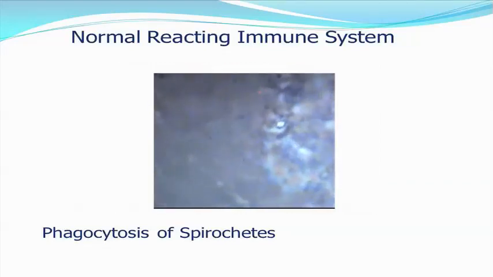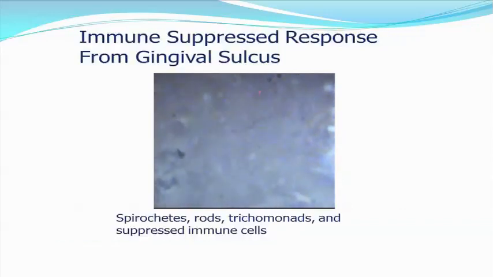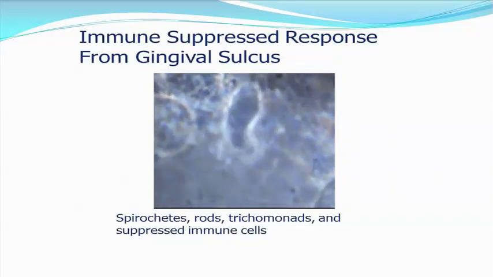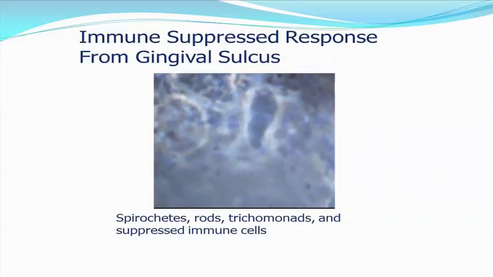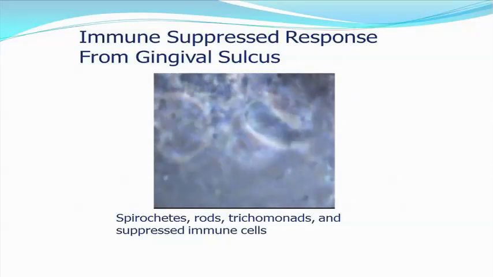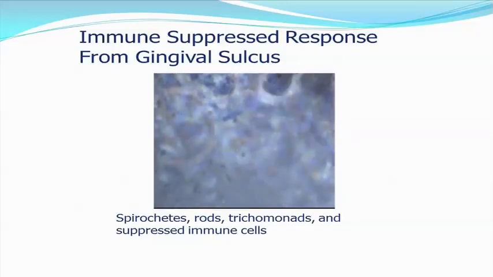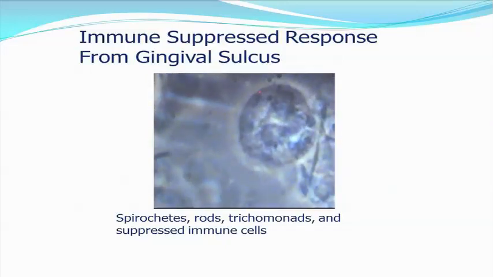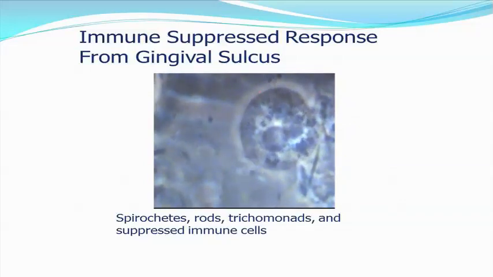In this sequence, we're going to show you how the immune system works when it's suppressed. These samples are taken from the gingival sulcus, and what we're seeing is various bacteria. This happens to be a trichomonad, and we just saw a spirochete. But as you peruse this particular slide, you see multiple spirochetes and many other types of bacteria. Now here's an immune cell, and here's a spirochete. It looks like it's attacking the immune cell.